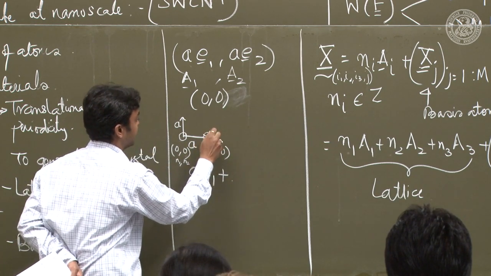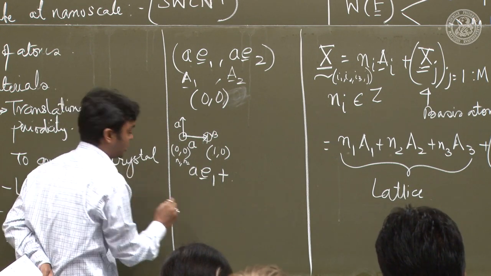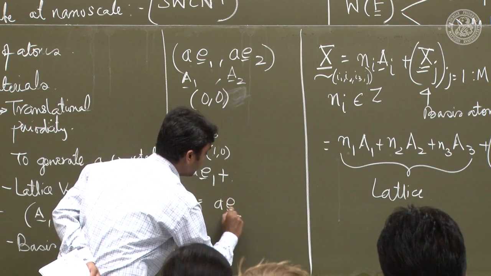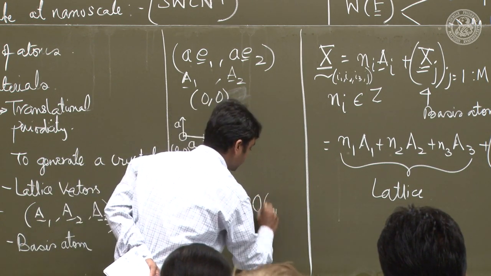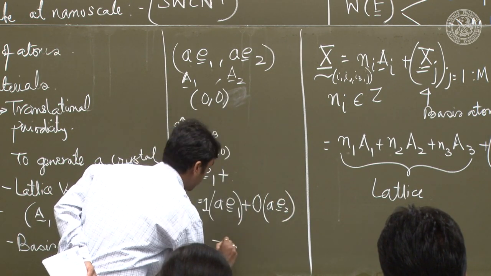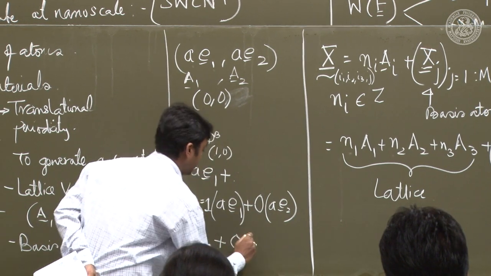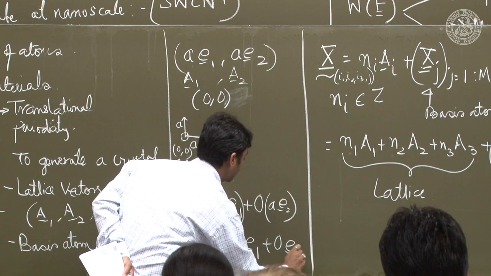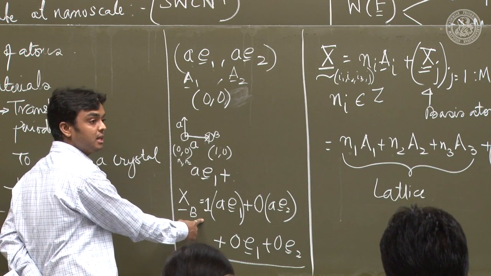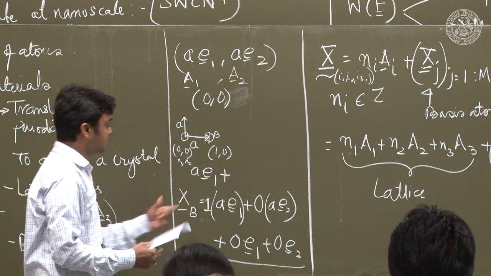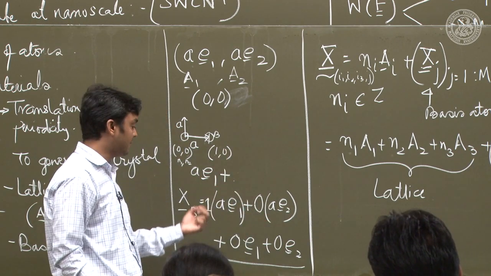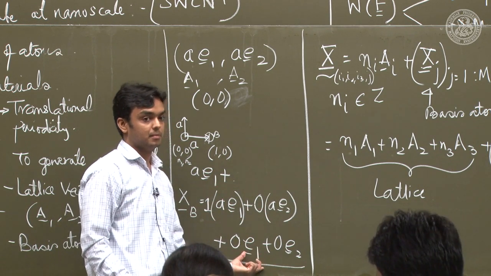So for this point, if I'm talking about atom B, the x_B is actually a1 plus 0 times a2, plus 0 e1 plus 0 e2. This is for the basis atom, and this is for the lattice point. So through this I first prepare my lattice point, and then on that I put my atom.